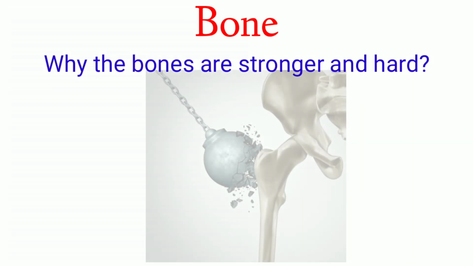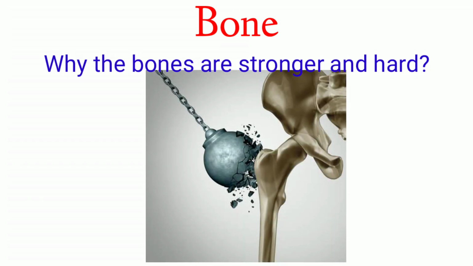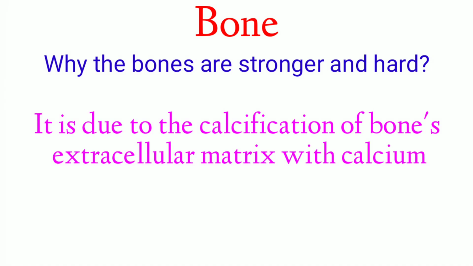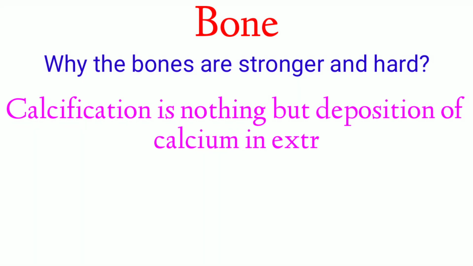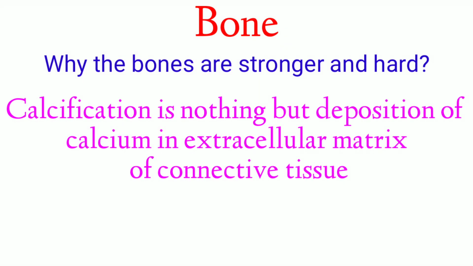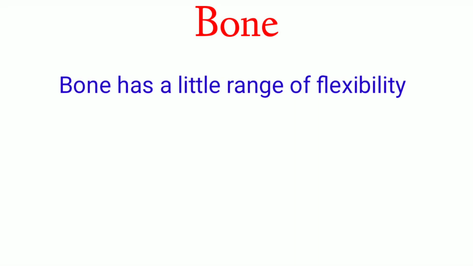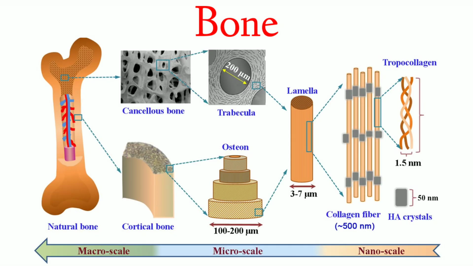Now, why or how are the bones strong and hard? It is due to the calcification of bone. Calcification means deposition of calcium in the extracellular matrix, and the bone has a slight range of flexibility. This flexibility is due to the presence of organic fibers called collagen.